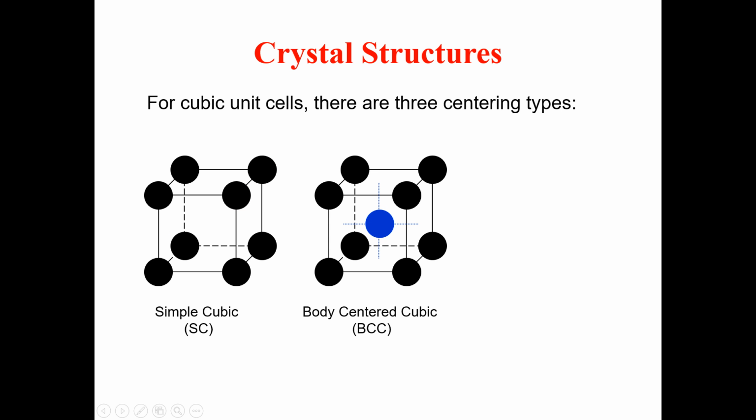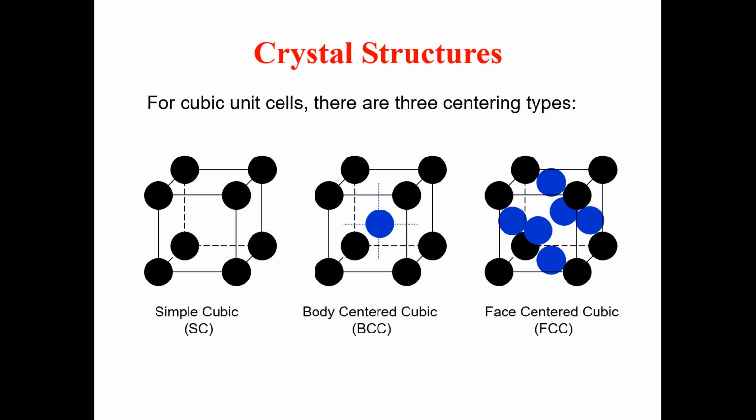But if we have body centered cubic, along with the atoms at the corners of the unit cell, we have a single atom lying at the center of the body. So that's why we have the name for that particular Bravais lattice as body centered cubic. In short we can call that BCC.